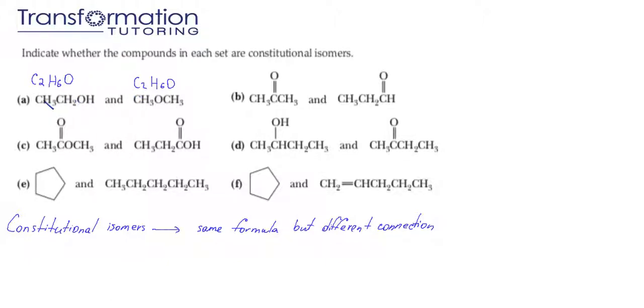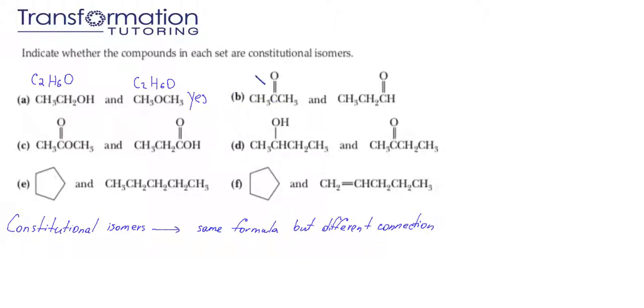Do they have the same connection? Well, you can see on the left we have an OH group at the end, and on the right we have an oxygen in between the 2 carbons. Therefore, connection is different. Thus, these 2 compounds are constitutional isomers, and choice A is yes. Let's go ahead and look at choice B.